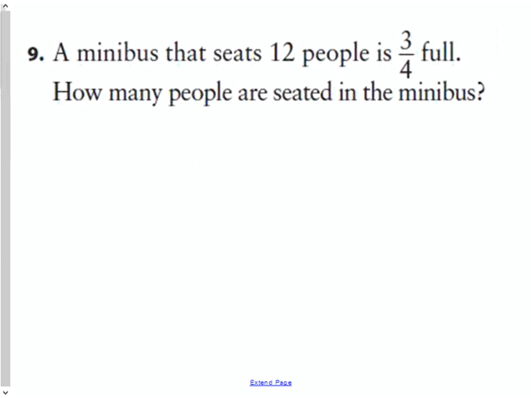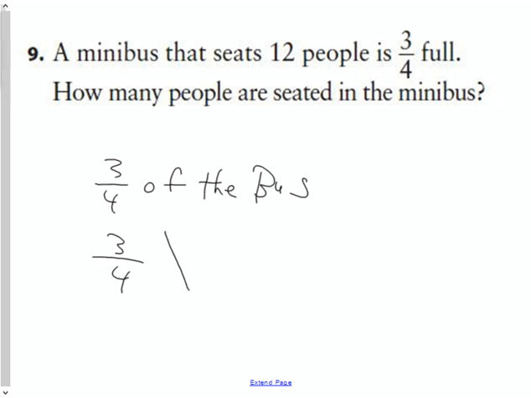Question 9 says a minibus that seats 12 people is 3/4 full. How many people are seated on the minibus? So 3/4 of the bus. For those of you who have a difficult time getting your head around what math is involved, I want to know what 3/4 of the bus's population is, right? So if I write it in words first and then realize that 3/4 of means multiplication and the bus is 12, really I have this question, or through the commutative property of mathematics, I have this question.